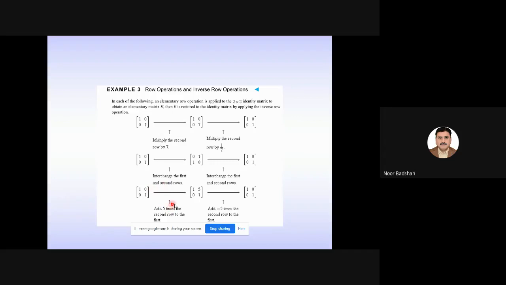If you take row number 1 plus 5 times row number 2 to get 1 5 0 1, this is an elementary matrix. To get back the identity matrix, you will do what? Row number 1 minus 5 times row number 2 to get back the identity matrix. It was something I explained earlier, you see.